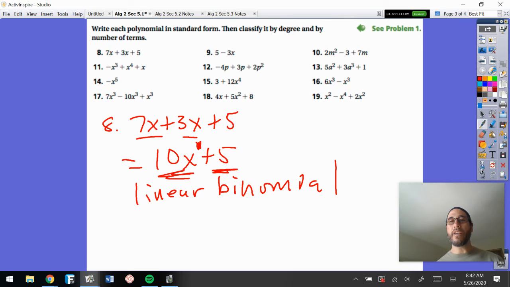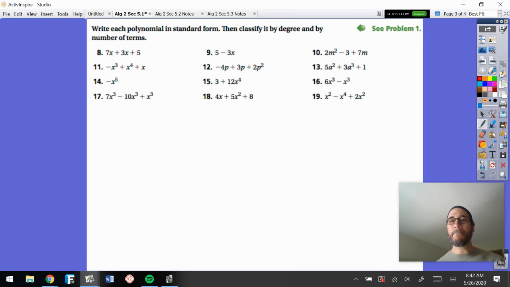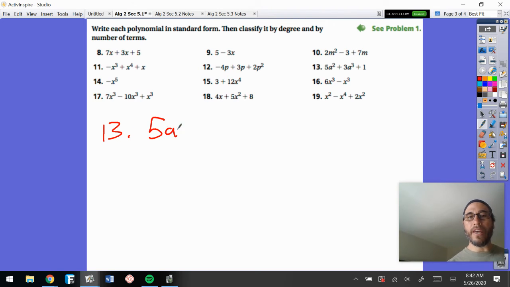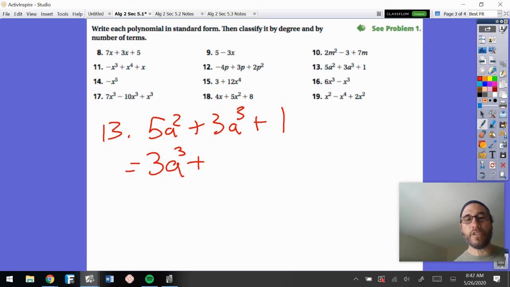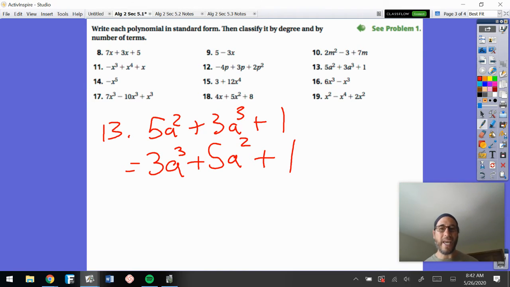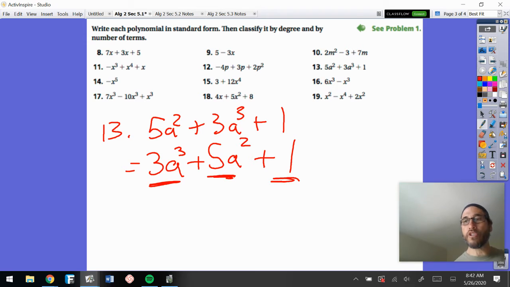All right, let's go to another one. I like number 13: 5a squared plus 3a cubed plus 1. When you're taking standardized tests like the SAT, they'll always want you to write your final answer in what we call descending form. That means you put your highest degree first, and then you just descend. If you notice, we're missing that a to the first. That's okay, we're just naming these. And there's nothing we can combine because there are no like terms here. So there are 3 of them.